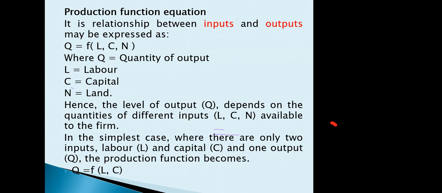So basically, in the simplest thing, Q is the function of only L and C. You can express that Q is the function of LCN, but most of the time the company is having this land. कंपनी के पास लैंड हमेशा होती है, फैक्ट्री हमेशा होती है, लेकिन कौन सा फैक्टर ज्यादा, दो फैक्टर ज्यादा असर करते हैं, दैट इज द लेबर एंड कैपिटल फैक्टर्स.